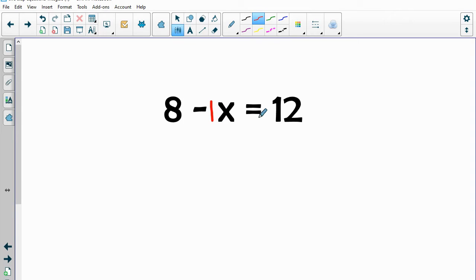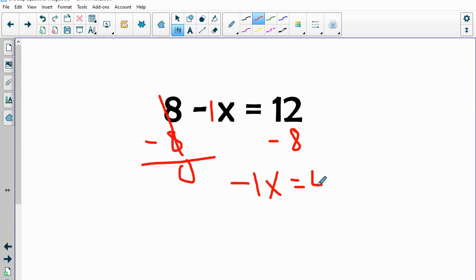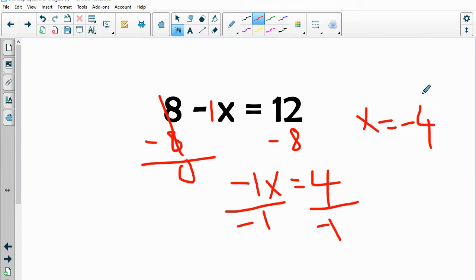So on this particular equation, we have to start by moving this 8. And in order to move the 8 or get rid of it, we have to subtract it off because it's a positive. So that cancels and it becomes 0 over here. Here we subtract 8. So we end up with negative 1x equals 12 minus 8, which is 4. And then to solve this, we divide both sides by negative 1. And we end up with 4 divided by negative 1, which is x equals negative 4.